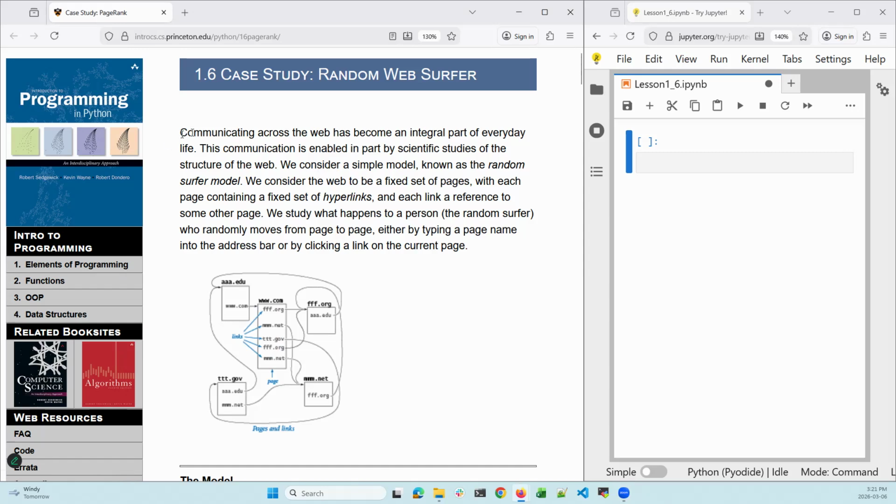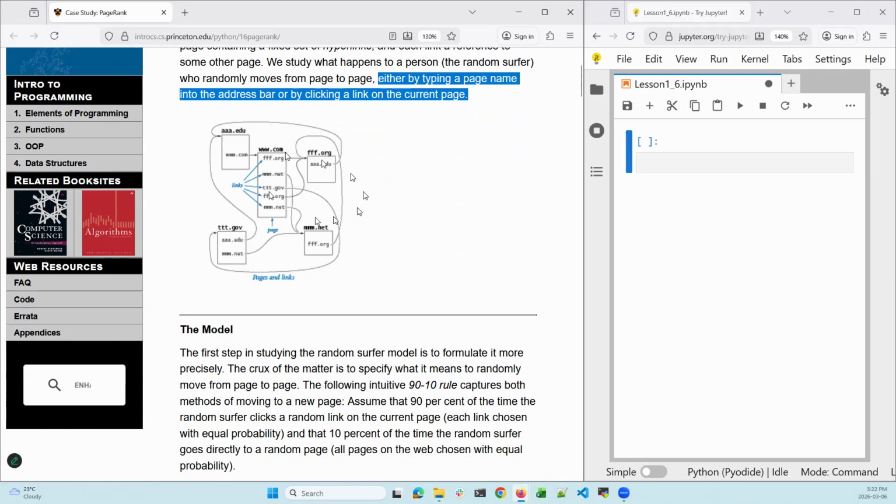Communicating across the web has become an integral part of everyday life. The communication is enabled in part by scientific studies of the structure of the web. We consider a simple model known as a random surfer model. Consider the web to be a fixed set of pages, with each page containing a fixed set of hyperlinks, each link a reference to some other page. We study what happens to a person, the random surfer, who randomly moves from page to page, either by typing a page name in the address bar or by clicking a link on the current page. So pages and links in and out to different pages that people go to.